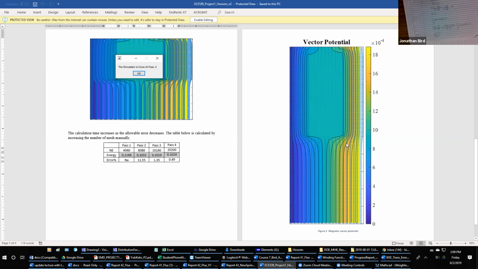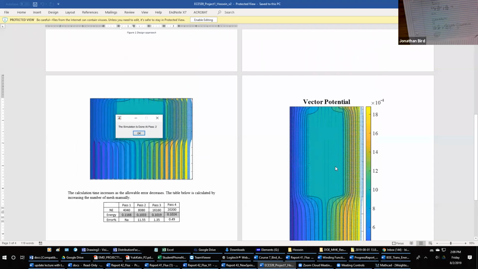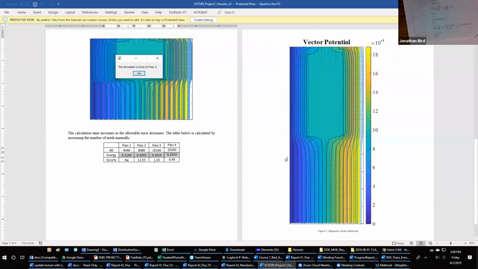So I guess students calculate that from evaluating the magnetic flux density in the air gap, taking the derivative of the vector potential and then integrating over the area. And so that's an example.